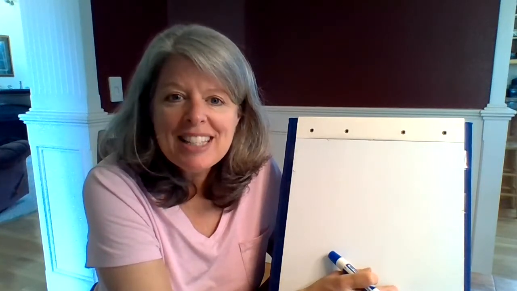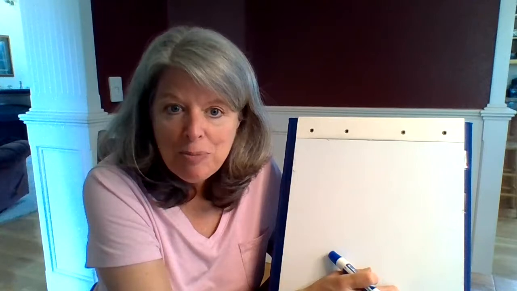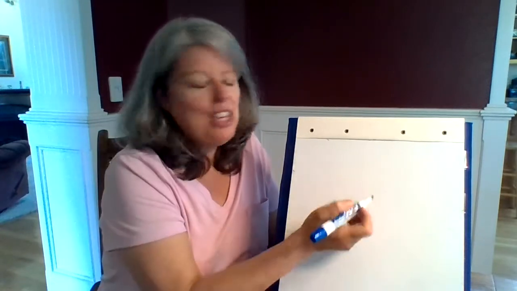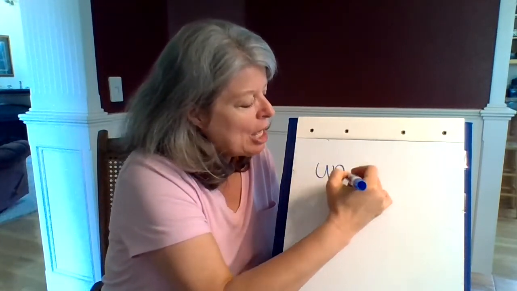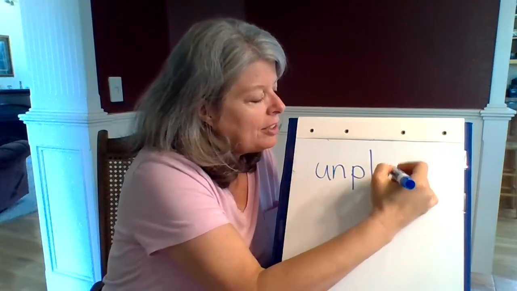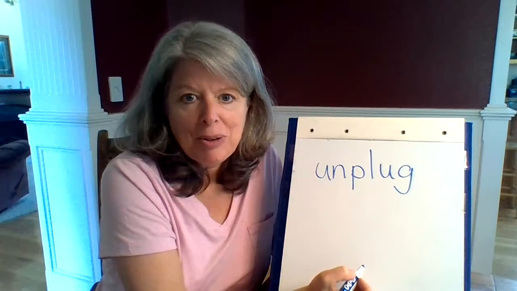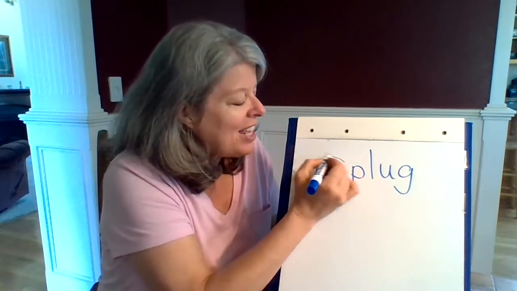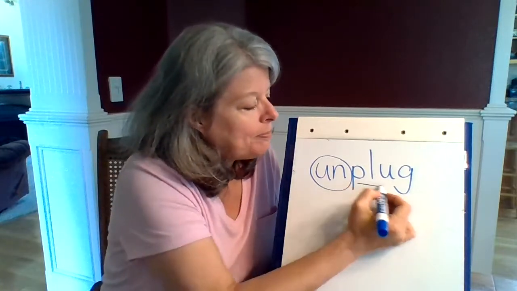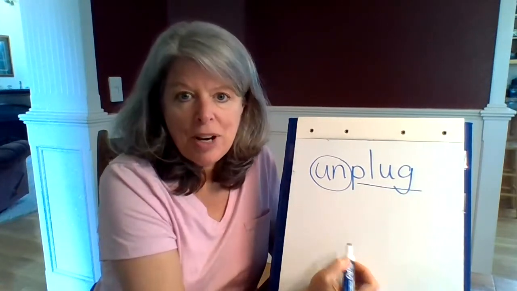All right, so let's write these letters. Circle the prefix or suffix. U, N, P, L, U, G. So what chunk do you see that we can circle? Un. It's a prefix. Let's underline the root word. That's the part that's left over, and let's read each part.